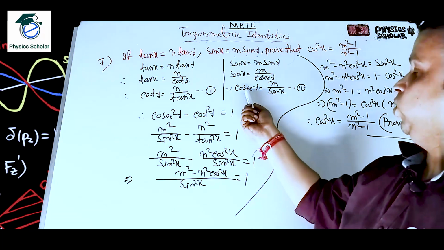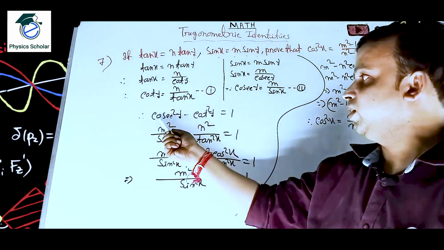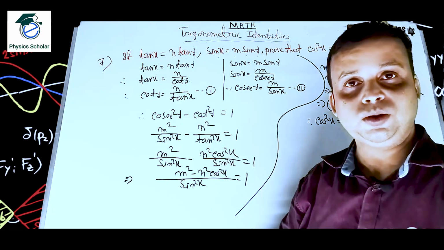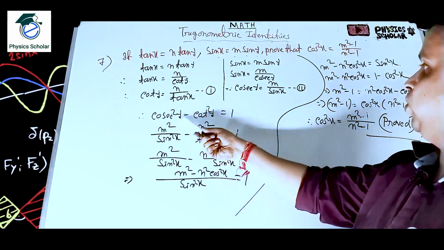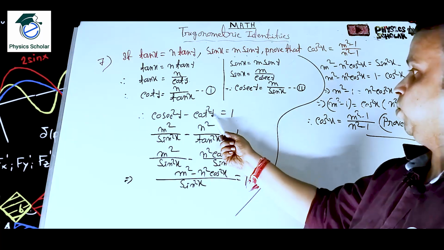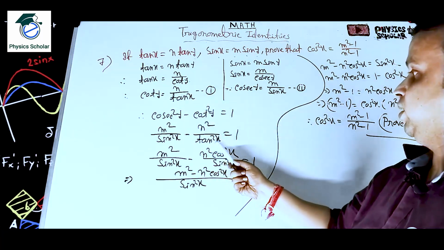Now what we know, the relation between cosec and cot: cosec square theta minus cot square theta is equal to 1. So what is the value of cosec square y? m square by sin square x, minus the value of cot square y, n square by tan square x, is equal to 1.